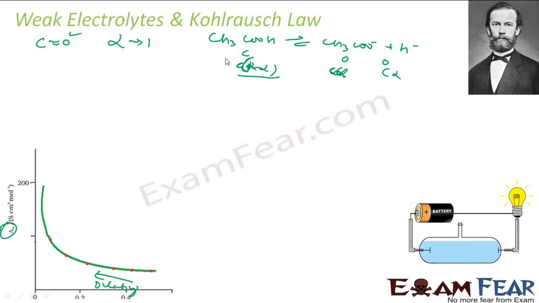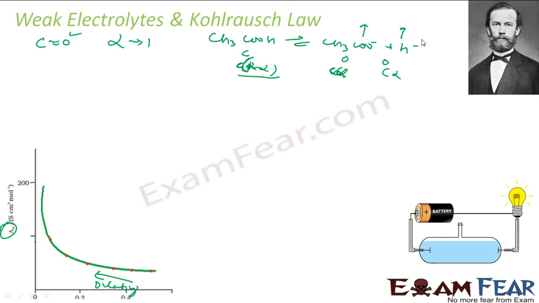But at such low concentration, we have told that the conductivity of the solution is very, very low and it cannot be measured accurately. So Kohlrausch came up with this law of independent migration, which says that at infinite dilution, the molar conductivity of the solution is nothing but the sum of the molar conductivities of the individual ions.